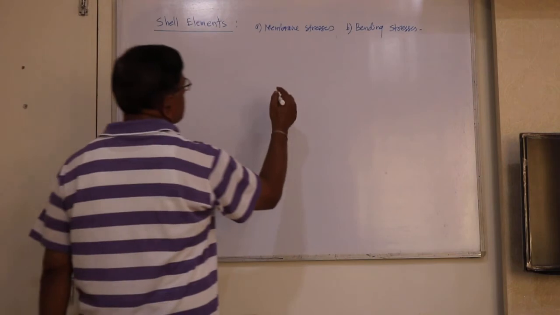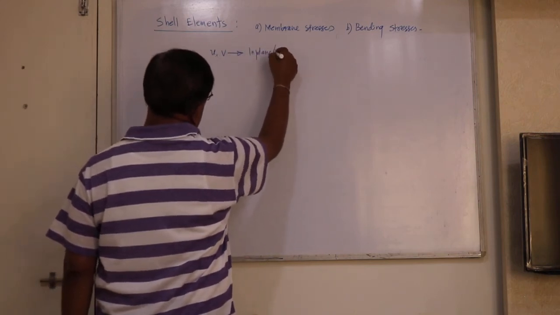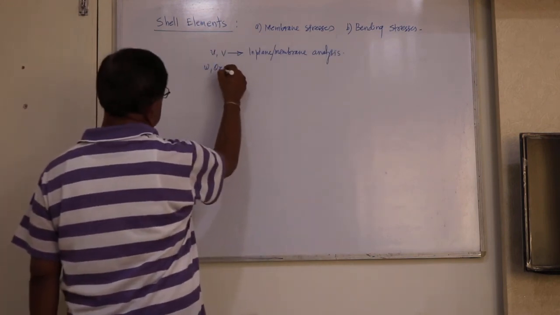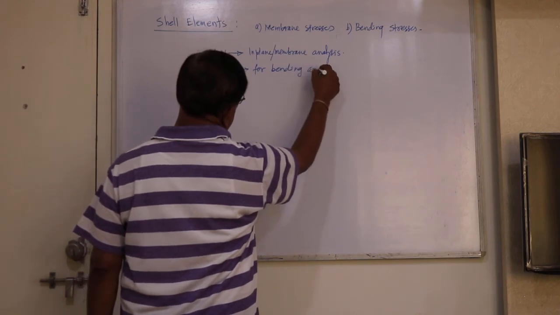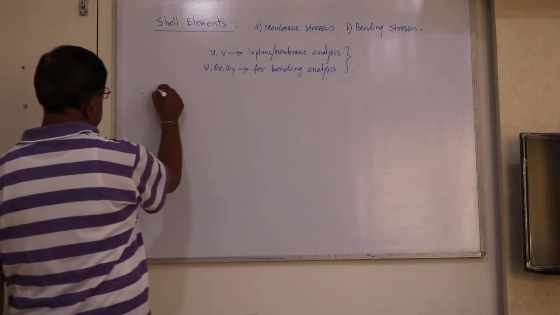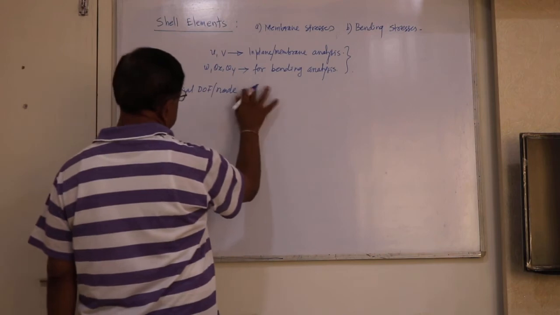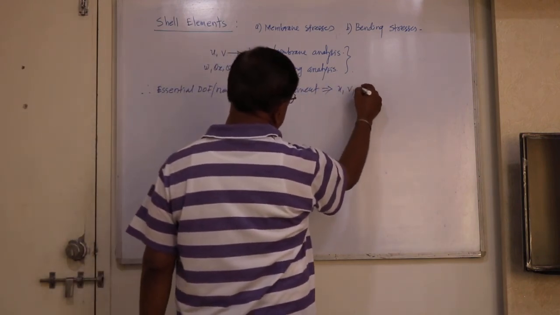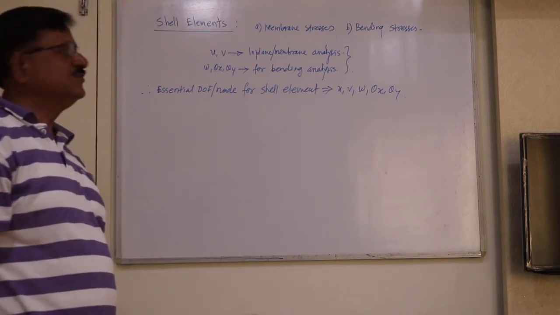membrane and bending stresses. So the displacements U and V are considered for in-plane or membrane analysis. And W, theta X, theta Y are to be considered for bending analysis. And both these are important in case of shell element, and therefore essential degrees of freedom per node for shell element are U, V, W, theta X, theta Y. That is 5 degrees of freedom that basically we have to consider for any type of shell element.